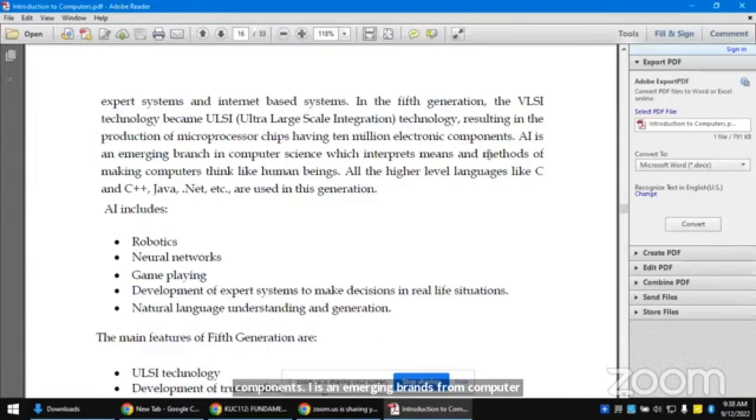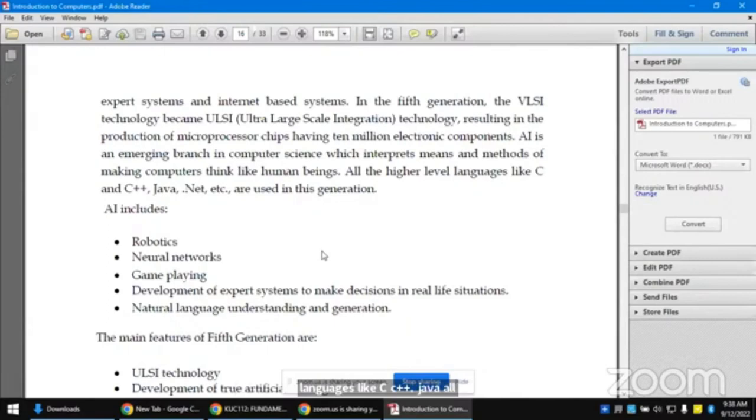AI is an emerging branch in computer science, which interprets means and methods of making computers think like human beings. So in this particular one, because of the ultra large scale integration, we are able to develop machines that can mimic the working of the human brain and work like a human being. But they cannot be perfect. We still need human beings to instruct them. All the high level languages like C, C++, Java are used in this generation.